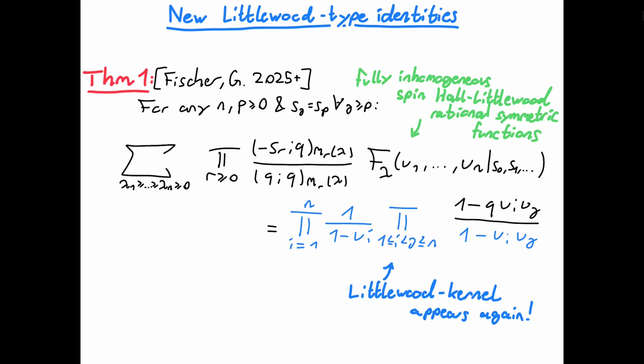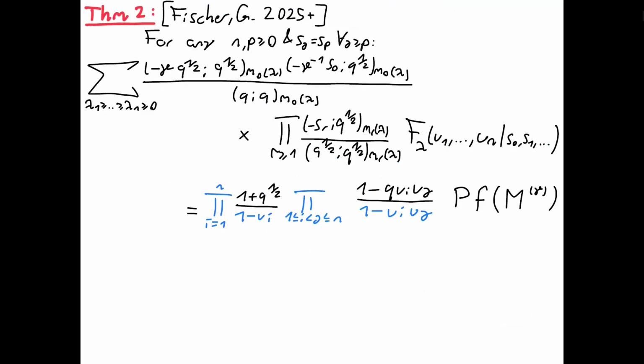So this is the first formula, generalizing the first theorem on the previous slide. The second formula is again of Littlewood type, where on the right-hand side this time we have 1 plus q to the 1/2 and 1 minus q u_i u_j, and some Pfaffian, where I will also explain in a second what the M_gamma is. On the upper side, we have again the fully inhomogeneous spin Hall Littlewood rational symmetric functions and some normalizing factor. But this time, the multiplicity of the part 0 plays a special role and is normalized differently than the other factors.